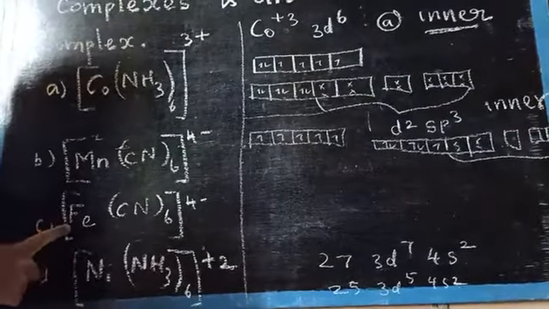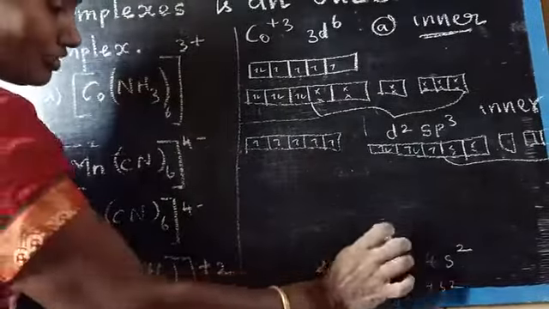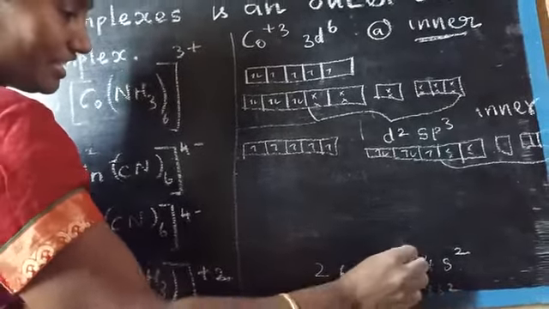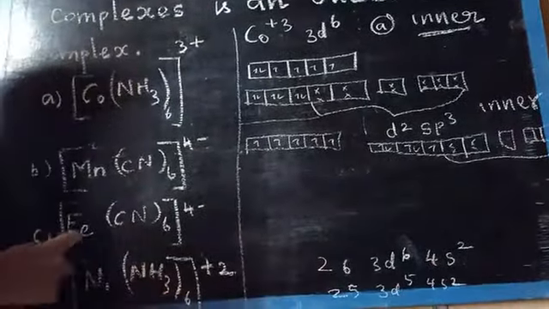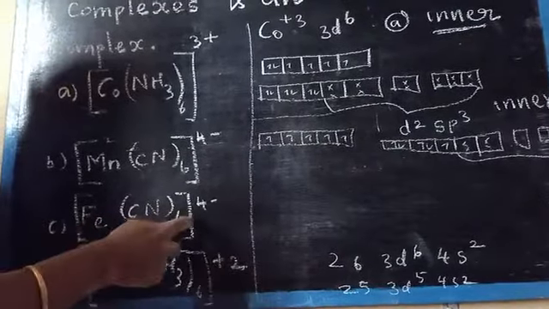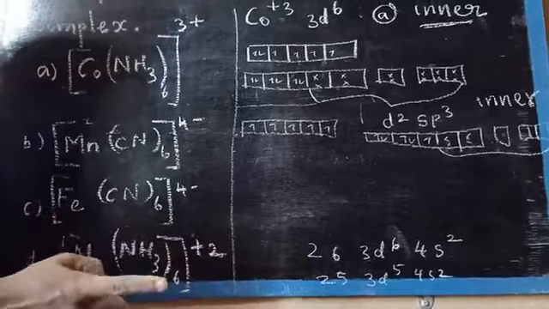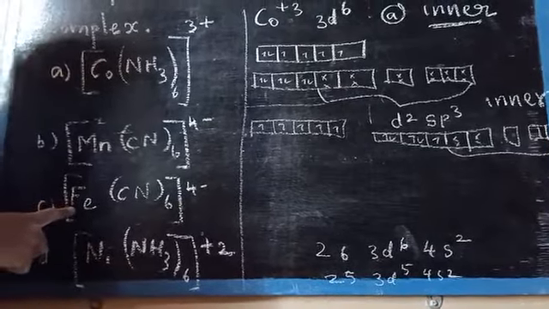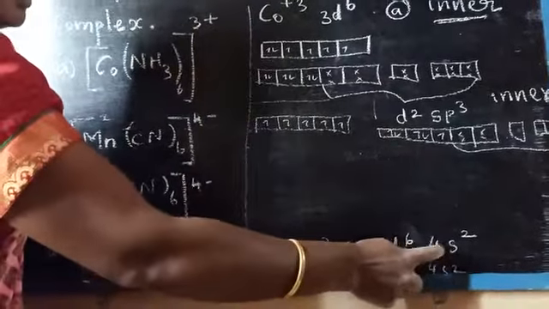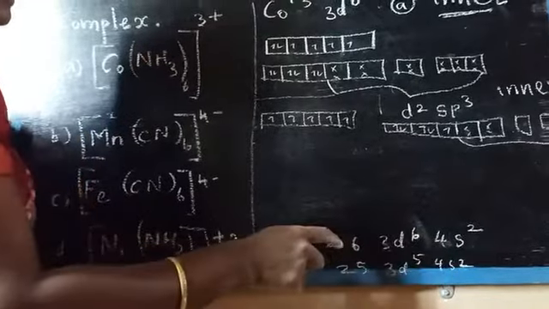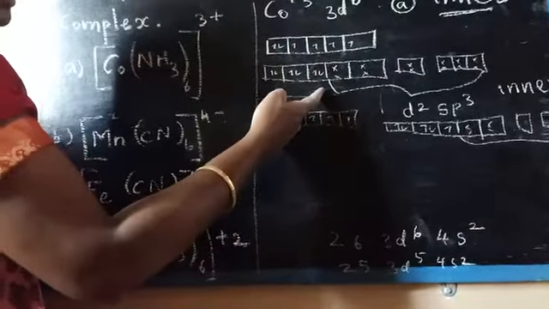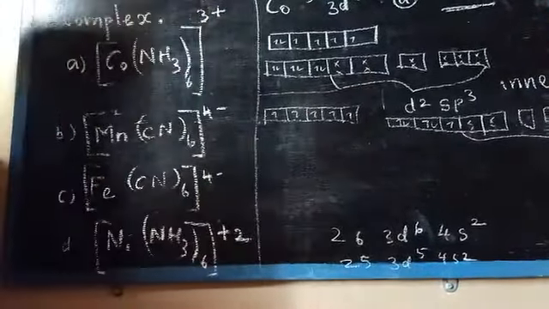Next take the iron. Iron atomic number 26, so 3d6 4s2. Now to find out the oxidation state, the same way. Okay, so here minus 6, 4, so +2, Fe +2. Fe +2 means the last 2 electrons are lost, so 3d6. In the same way, d2sp3, so inner orbital complexes.